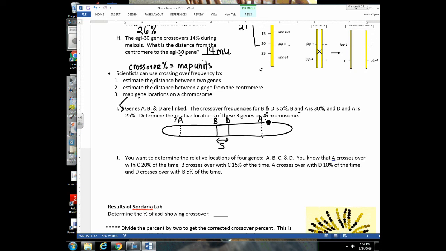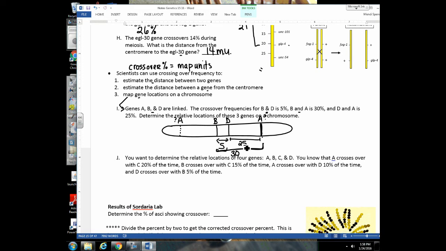A. The next clue says D and A is 25% apart. So I know that this has to be my location of A. They just said that B and A is 30 apart. So since this whole line from here to here is 30, and this much of it was 5, that means that this much from here to here would be 25, just like they say, D and A is 25.